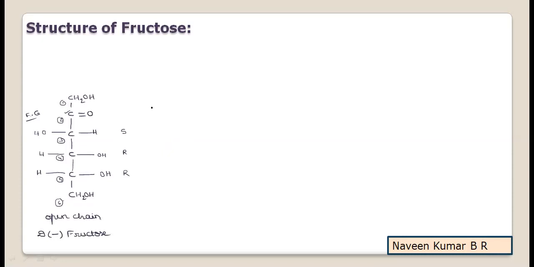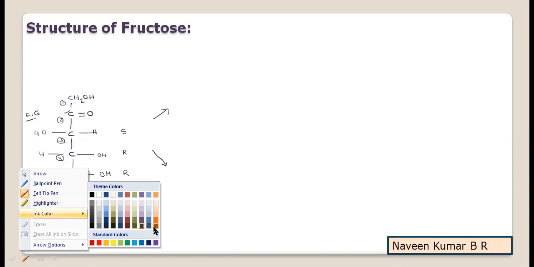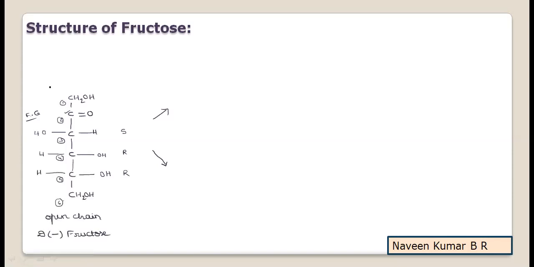Now consider the two possible cyclic structures. In the case of glucose, the functional carbon was the first carbon and the fifth carbon. Here the functional group is the second carbon and the fifth carbon's hydroxyl group.